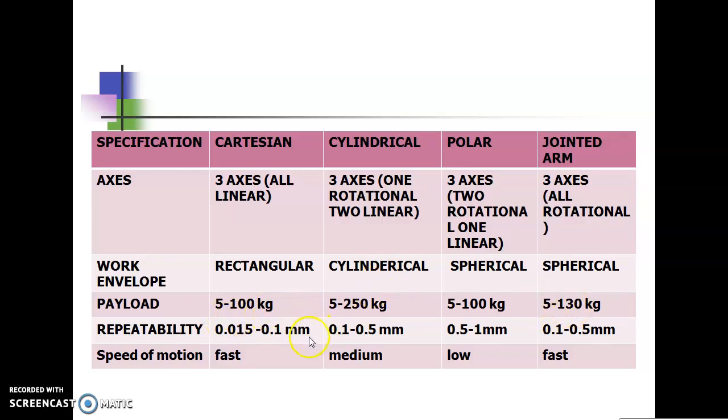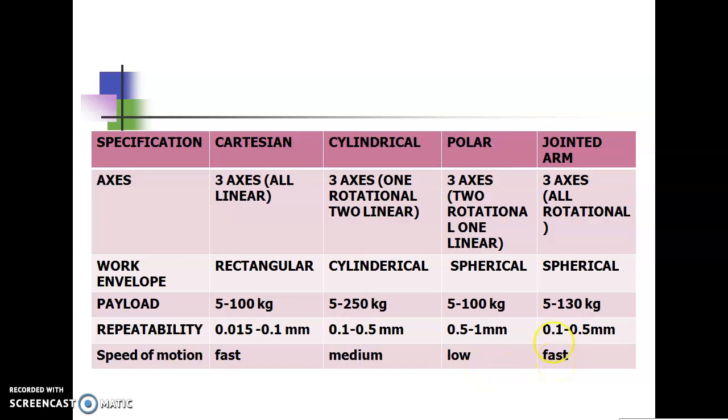The repeatability is so good, 0.015 to 0.1 mm, in the Cartesian coordinate robot, because all the three axes are linear. The accuracy and repeatability, the mechanical rigidity is more, and because of that the repeatability is better in this case. But it is getting reduced: this 0.1 to 0.5 mm, this 0.5 to 1 mm. When the value increases, it means the repeatability is poor, right? And in the jointed arm case, it is again 0.1 to 0.5 mm. The speed of motion: in the Cartesian it is going to be fast, cylindrical medium, polar it is going to be very low, and the jointed arm again is faster.